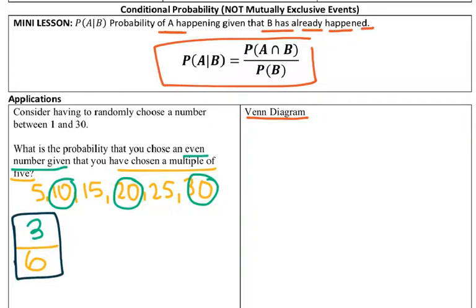So we want to make sure we can see how this relates to the formula. In our case here, B is the event that we've chosen a multiple of 5. And then both will be this intersection where it's a multiple of 5 and it's an even number. So that's our numerator. Okay.